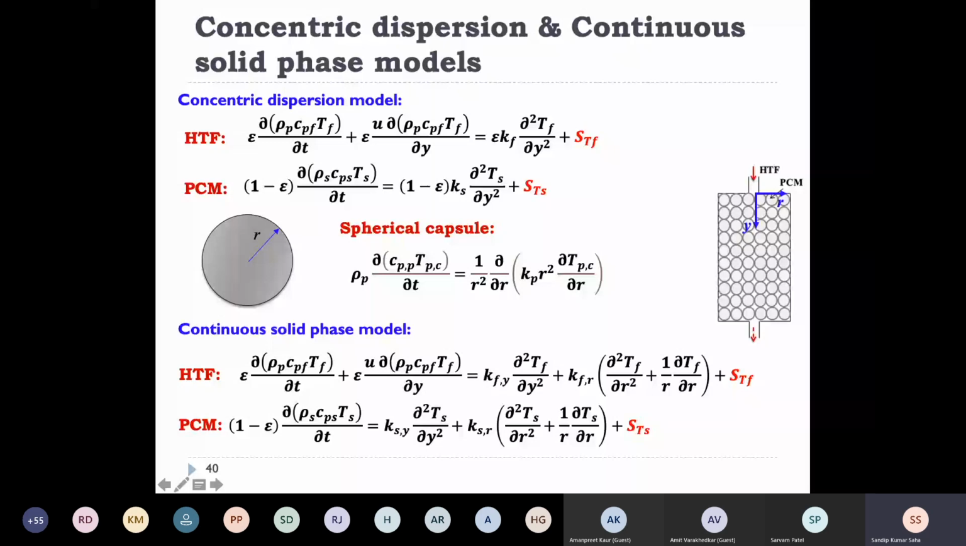Now in the case of the concentric model, in order to bring in the radial direction effect, they also solve the equation in a spherical capsule. But here you see one thing: even the spherical capsule can be placed anywhere, at any radius. So whatever expression you get from the spherical capsule, it can be placed at the center, or at a distance of 1 mm, or at a distance of 2 mm, and you will get the same value. That means it does not take care of any radial distribution. Whereas the continuous solid phase model takes care of that. But in the continuous solid phase model, you cannot get the distribution in the spherical capsule. That is one disadvantage.